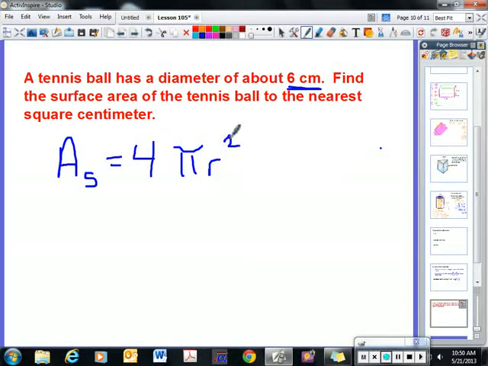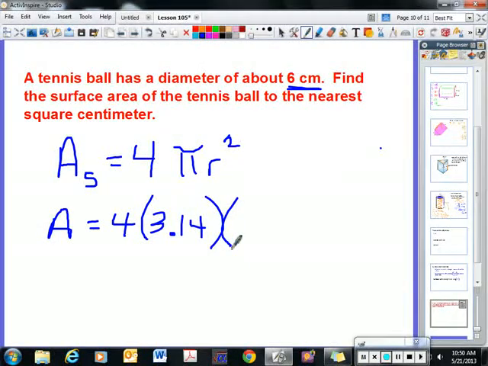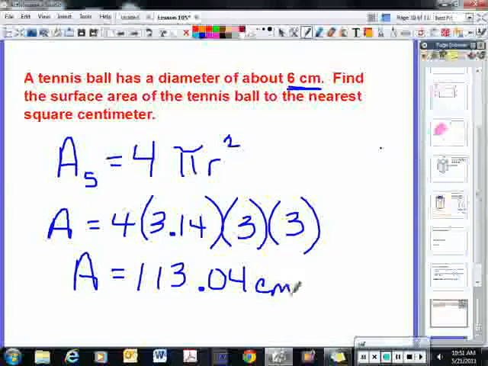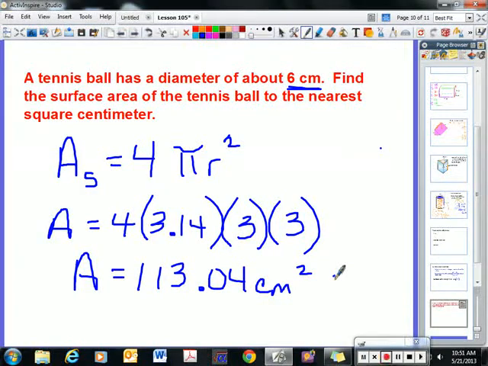Okay? So, surface area equals 4 times 3.14 times the radius, which is not 6, it's 3 squared. So 3 times 3. So we have 3 times 3 is 9, 9 times 4 is 36. So we have 36 times 3.14. Again, I would like you to just write on your paper exactly what I'm doing right here. 113.04 square centimeters of surface to cover that tennis ball.